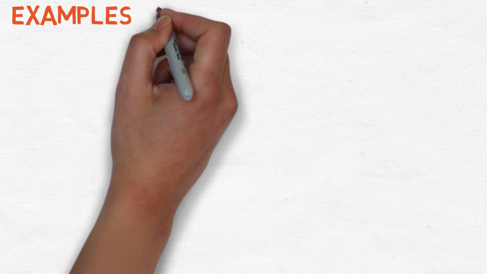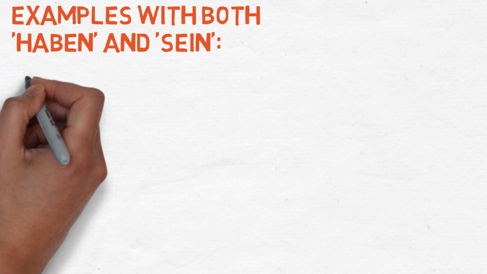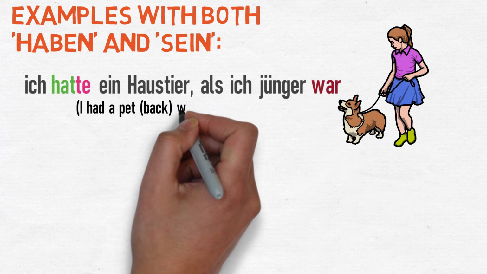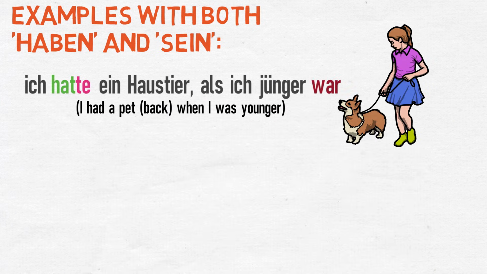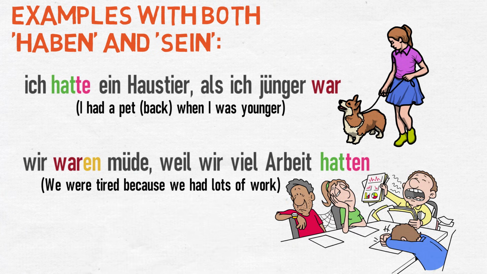And two final examples which use both verbs in the same sentence. Ich hatte ein Haustier, als ich jünger war. I had a pet when I was younger. Or I had a pet back when I was younger. Wir waren müde, weil wir viel Arbeit hatten. We were tired because we had lots of work.